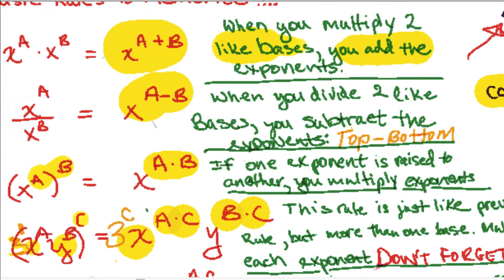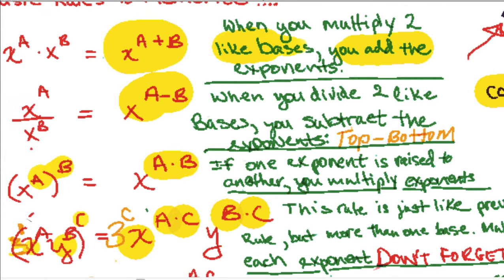This is the multiplication of two like bases: you add the exponents. If they're divided, you subtract the exponents. If you get a negative answer for the subtraction, you flip it to the bottom. Not any numerical coefficients, just that variable that got the negative answer. If you've got one power raised to another power, you multiply the powers. If you've got multiple things multiplied raised to the same power, you multiply each one of those powers, including if there was a numerical coefficient.